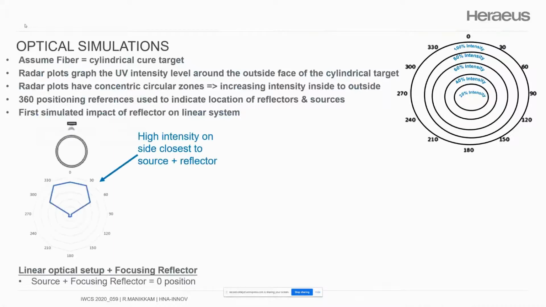So the first thing we simulated was a linear system. So a single row of LEDs coupled with the focusing reflector. And the reason we wanted to do this is to see what is the impact that the reflector has on the system.